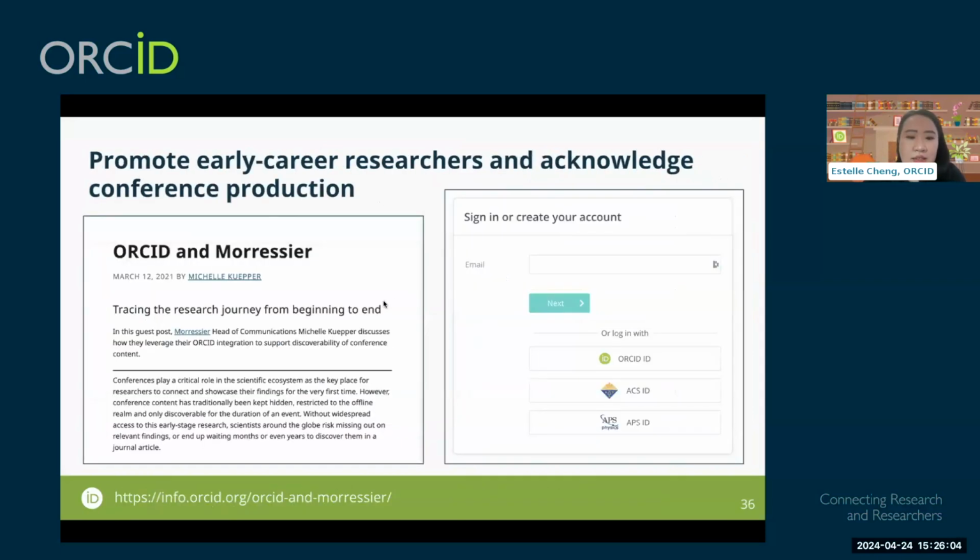And here is another example, not about journal publications, but more about conference papers. By doing so, it helps promote early career researchers and acknowledge their conference productions, because sometimes journal articles may take more time to get published during the whole process. But for conference posters, that could be quicker. And by doing so, those research recognitions can be recognized more early on. And this is the example. And here we have a blog post in our blog post series.